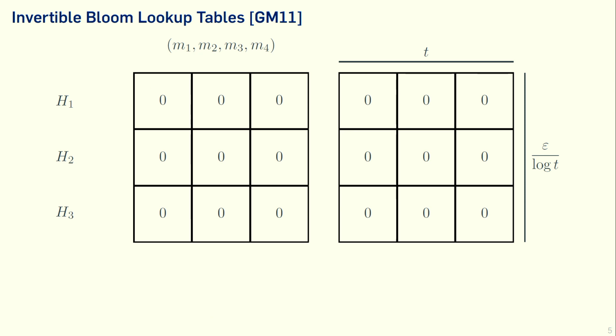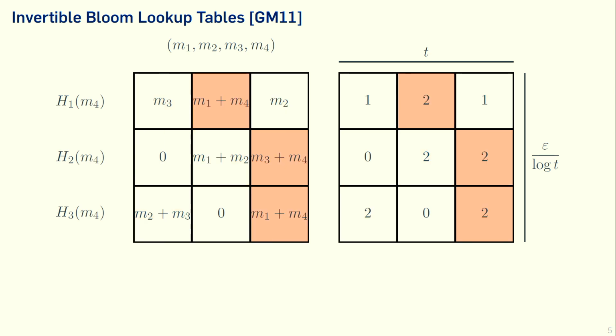Now, if we want to insert M1 into this matrix, we plug M1 into the hash function. The hash function tells us a position in the row of the matrix. At this position, in the value matrix, we just add M1, and in the count matrix, we just increase the value by 1. So we add 1. We do the same thing for M2, M3 and M4, and we end up with this data structure.